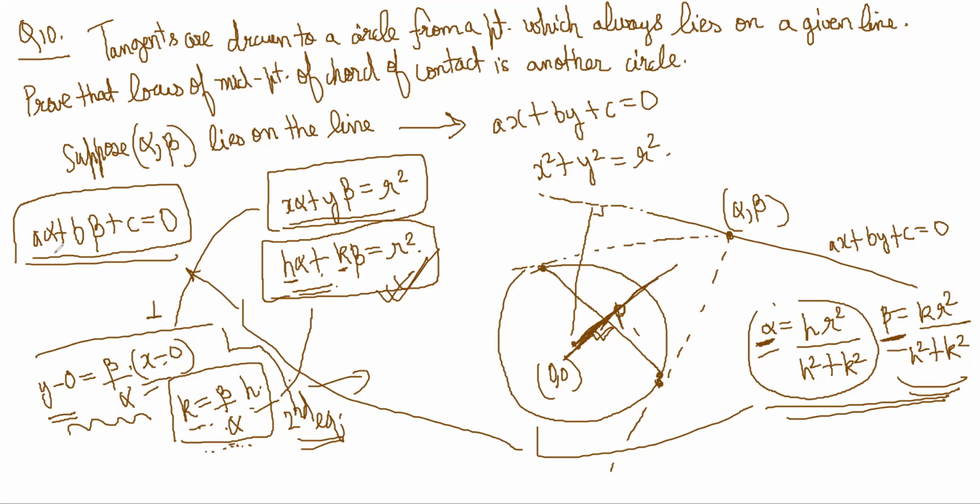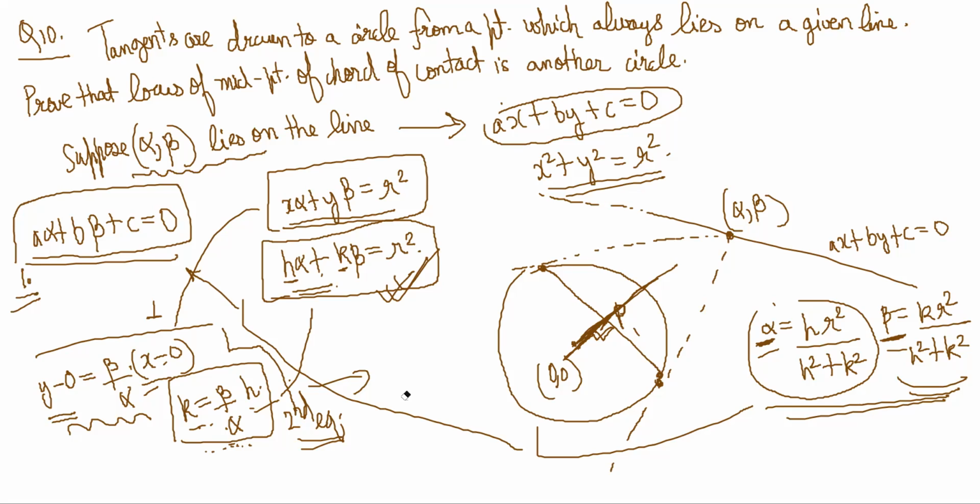So first, there was a line ax plus by plus c which is given. There was a circle that is given, right? Alpha beta can be any point on the line. So let's say alpha beta is a random point on the line. So one condition you have is a alpha plus b beta plus c is equal to 0, right? Now from this point alpha beta, you're drawing two tangents, and the chord of contact you are making, right?